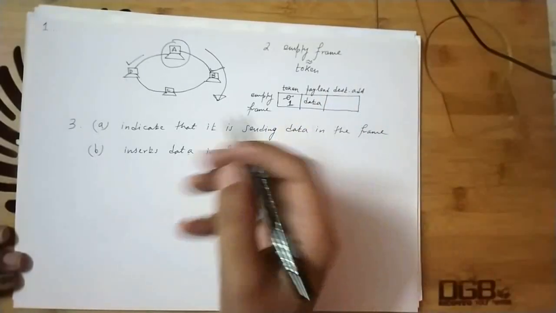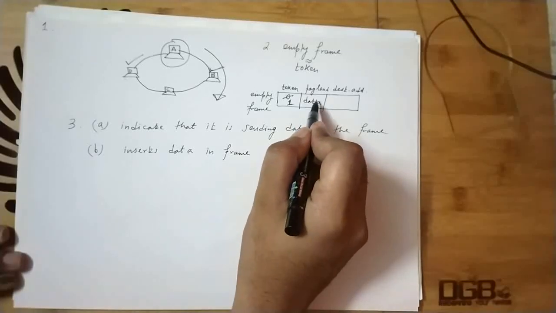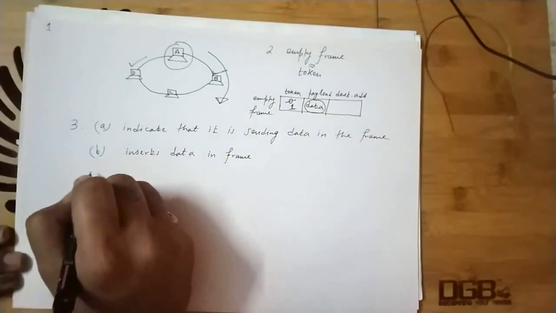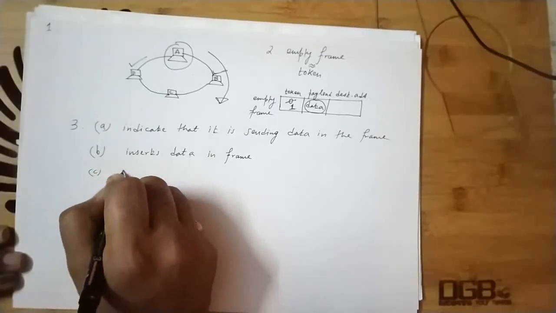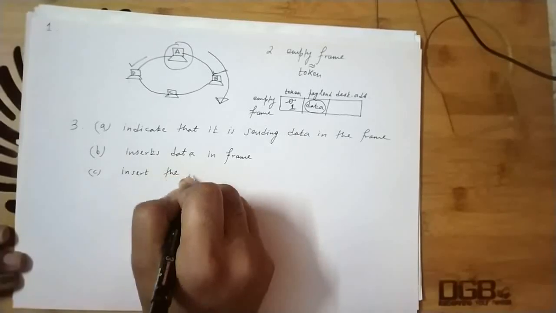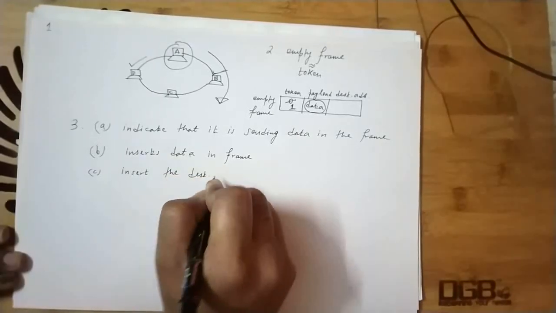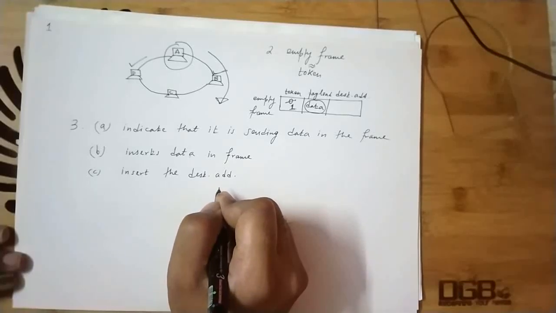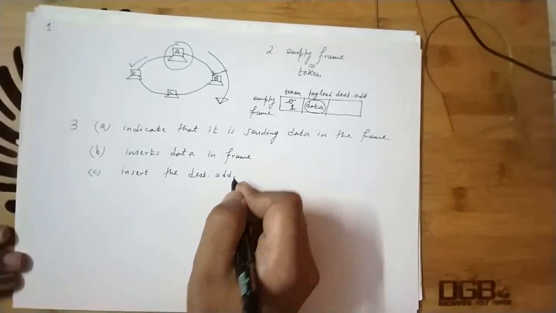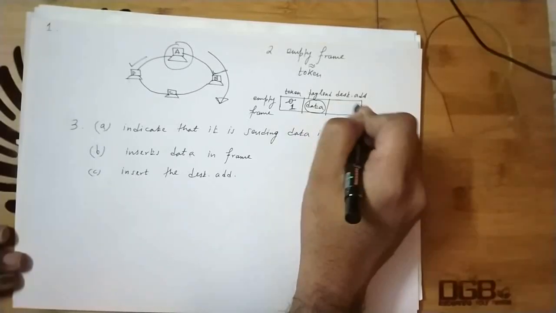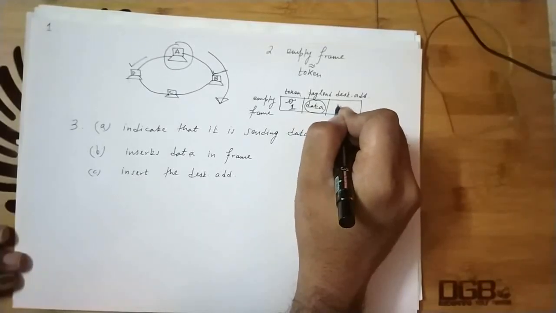So the data that a station wants to transmit will be inserted in the payload field of the empty frame. And the third step is to insert the destination address. Of course, if a station wants to transmit, it probably wants to send the packet to some other station, right? So it will simply fill up the destination address field with the address of the receiver.